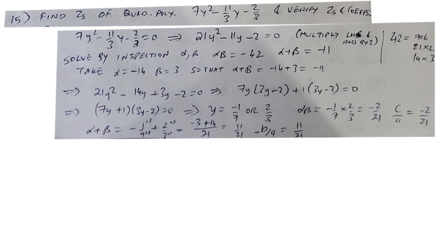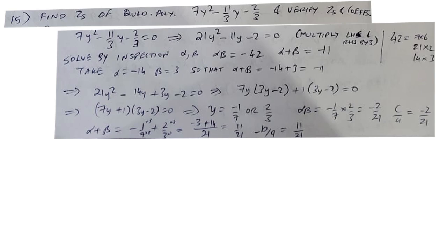And once you get the two roots, you can verify the relationship between the roots and the coefficients. If you take the product, alpha beta is equal to minus 1 by 7 into 2 by 3, that is minus 2 by 21. Correct? What is C by A in our case? What is C in our case? Minus 2. What is A in our case? 21. So C by A is minus 2 by 21.